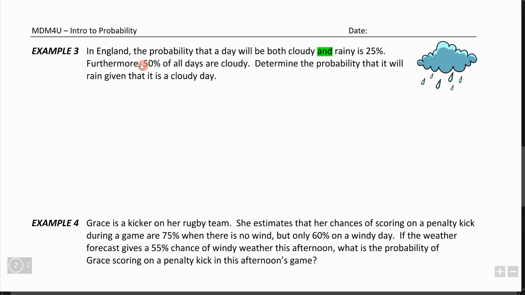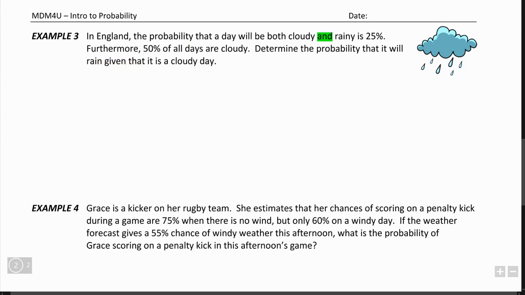Furthermore, 50% of all days are cloudy. Okay, so determine the probability that it will rain given that it is a cloudy day. So again, these clues in the language of the question. So it would determine the probability that it will rain given that. So given that something has already occurred. What has already occurred? It's a cloudy day has already occurred. So if there's clouds, chances are there might be rain as well.